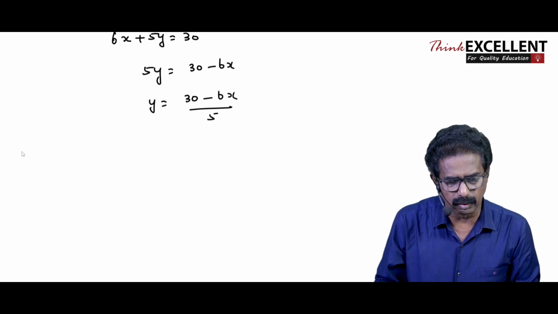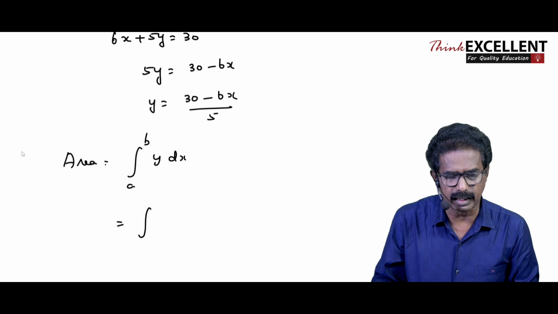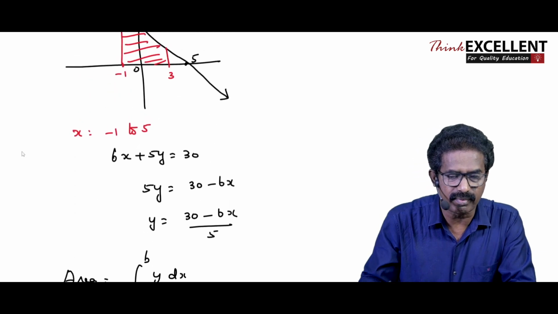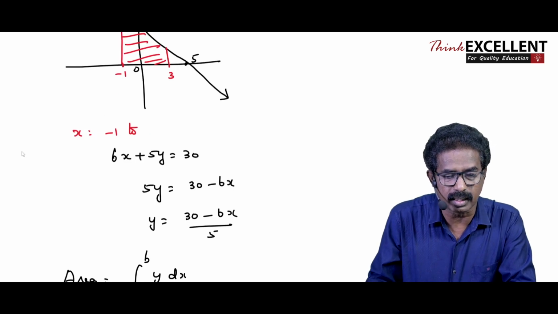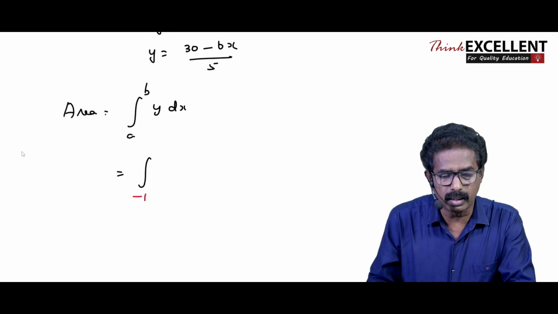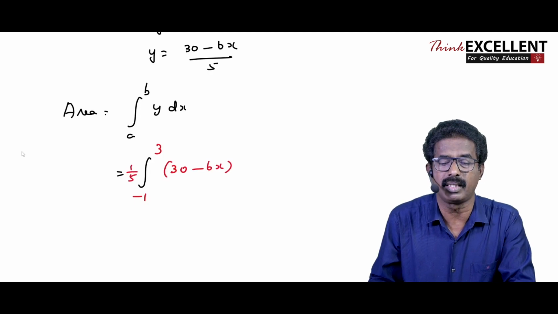So the area is equal to the integral from a to b of y dx. What's the limit here? Minus 1 to, not 5, sorry, it is 3. Minus 1 to 3, only up to 3 they asked, right? So the integral from minus 1 to 3 of y, the value is (30 minus 6x) by 5, the outside 1 by 5 is taken out, of dx.